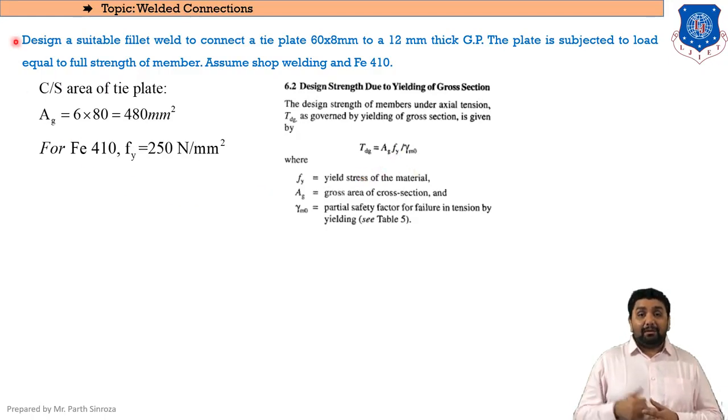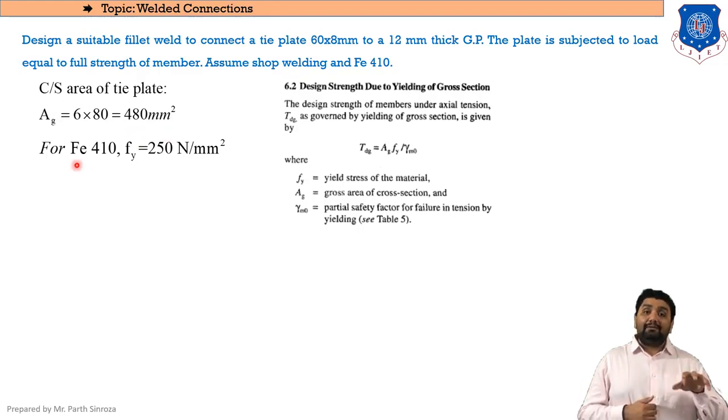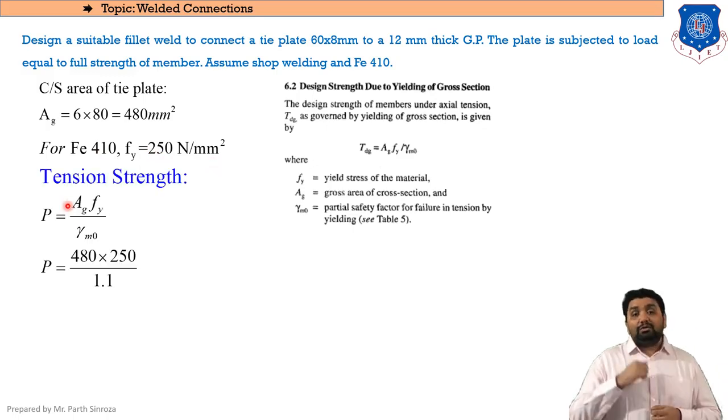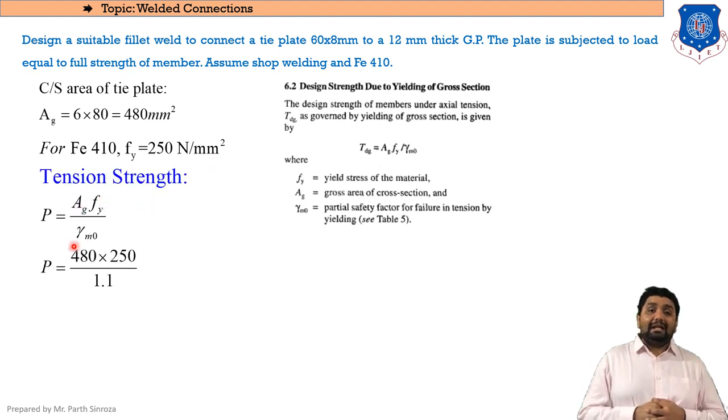Now Ag will be our gross area. Gross area for the plate, which is given in the question as 60 cross 8, comes out to be 480 mm square. Now for Fe410 plates, the Fy will always be 250 Newton per mm square. Keep in mind, as we are using mild steel, Fy will always be 250 Newton per mm square, whether it is of RCC portion or of steel portion. Clear? So solving this sum, we get 480 into 250, that was our Fy.